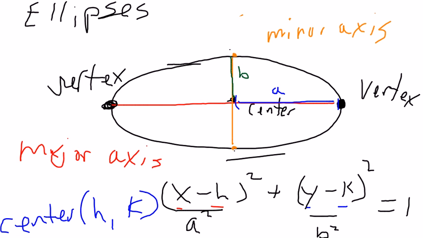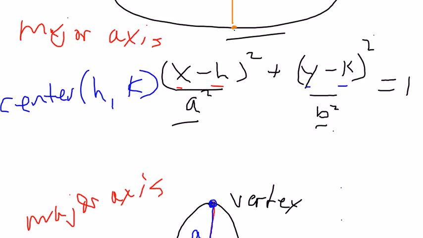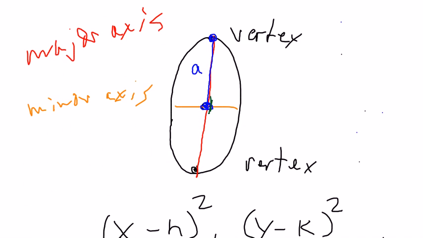The other distance is B. So B is the distance from your center to the end of your minor axis. Down here, it's from here to here. This distance is B. Okay?